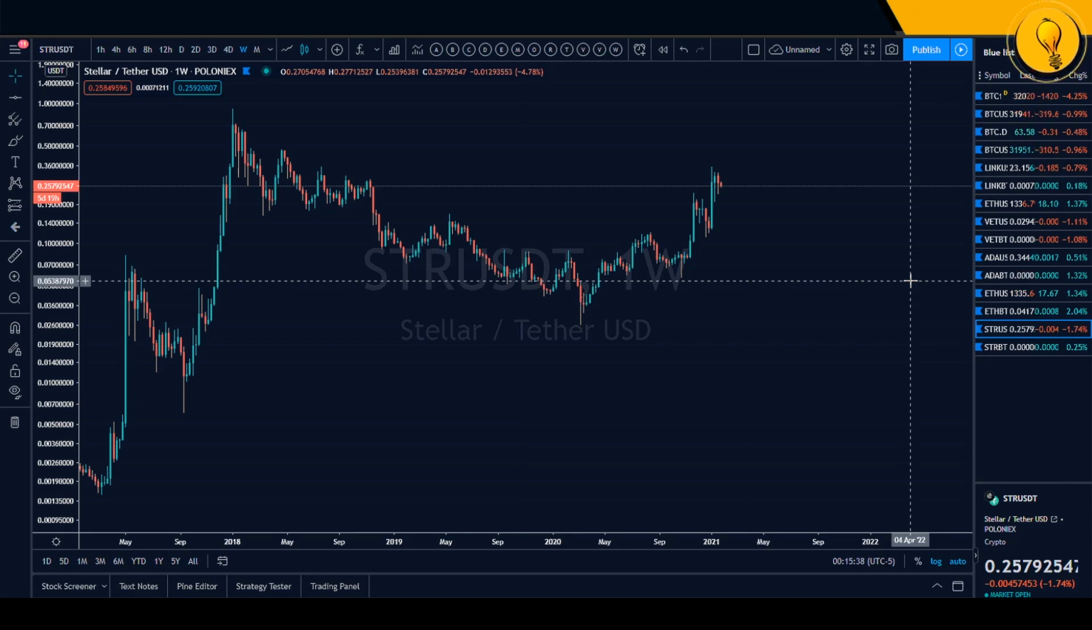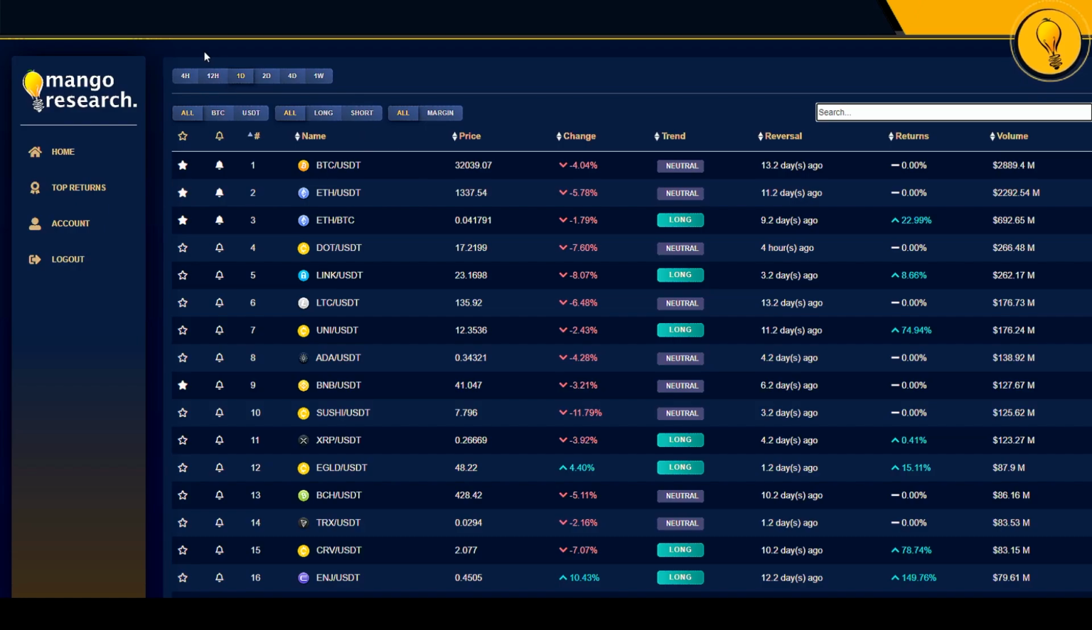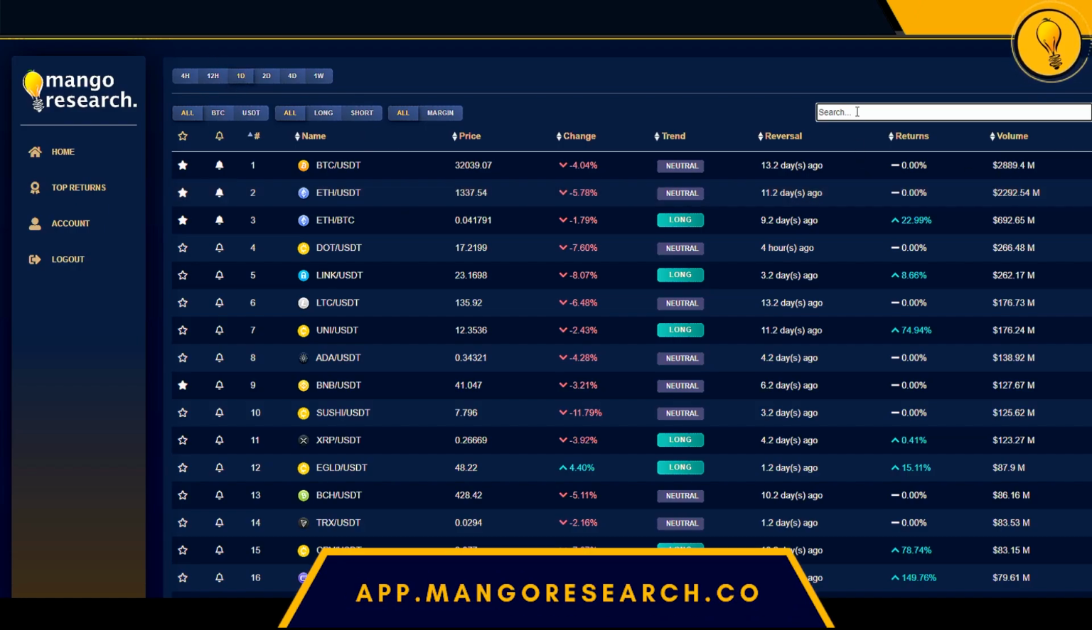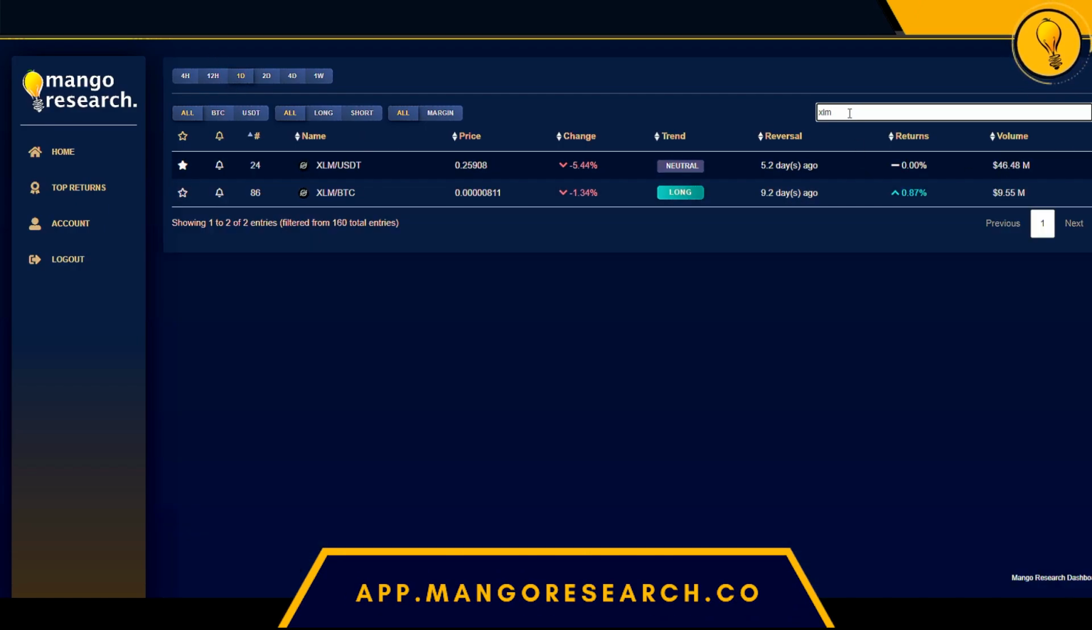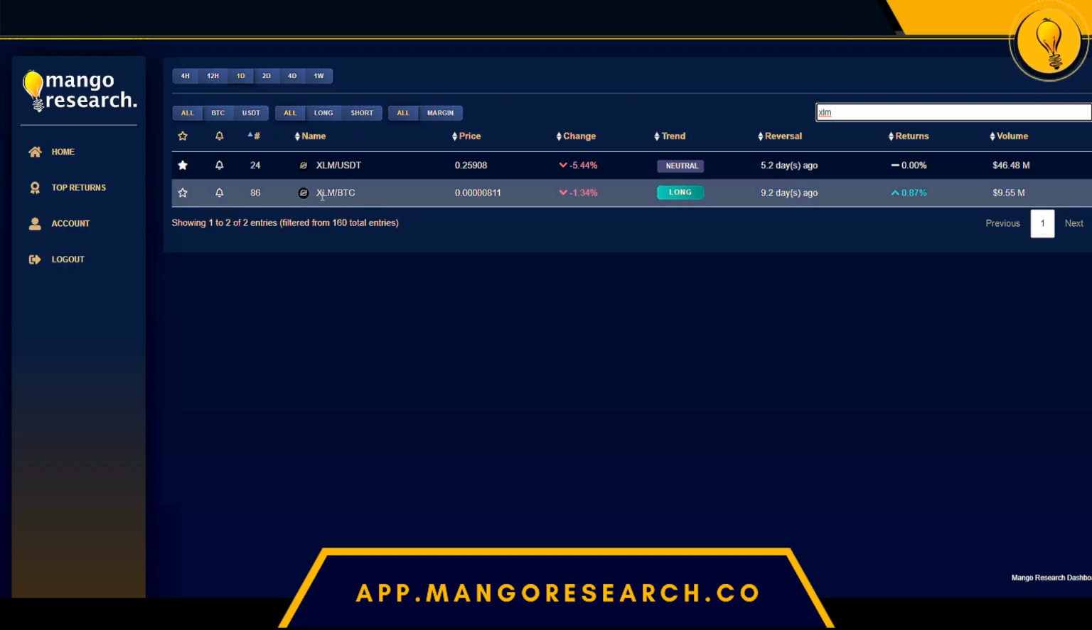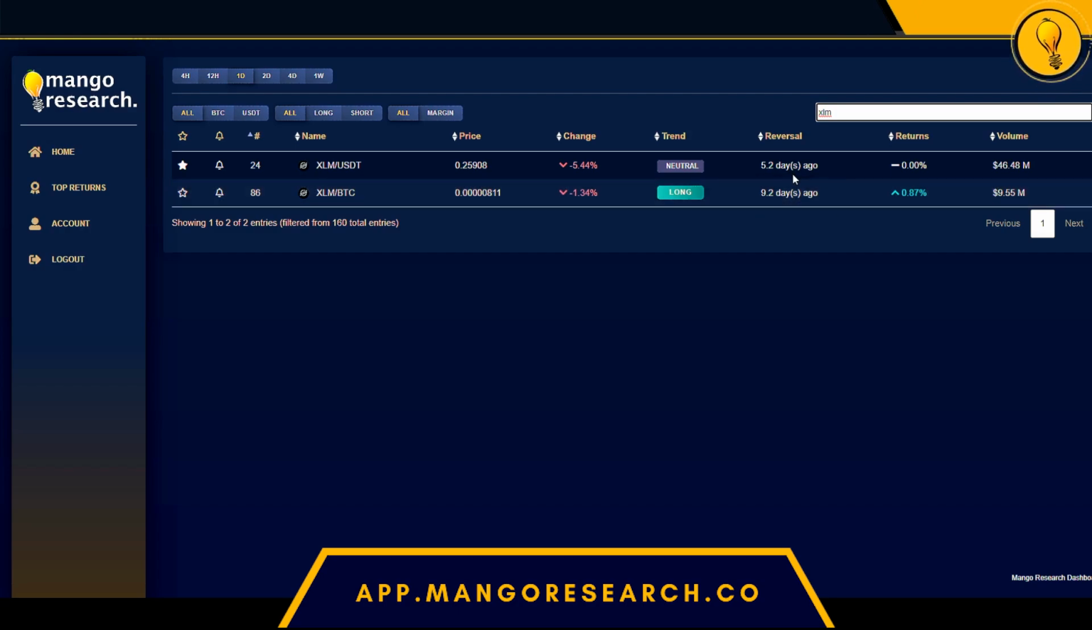Okay, so the first thing we're going to do is pan on over to the Mango dashboard and see what XLM is telling us. I'm currently on the daily time frame. I'm going to quickly filter out XLM. As you can see on the daily, XLM USDT is in a neutral trend change right now. This trend change came in 5 days ago. But now look at this, Sean. XLMBTC is long, and this came in 9 days ago. If you did take a trade on this, you're currently up 0.87%.